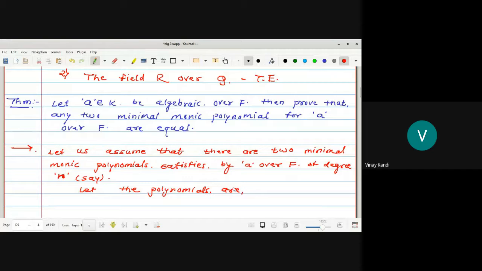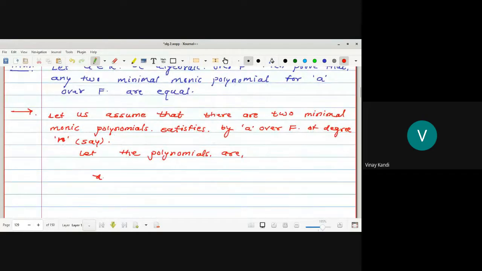x raised to n plus alpha 1 x raised to n minus 1 plus alpha 2 x raised to n minus 2 plus up to so on alpha n. Okay, x raised to n minus n is 0, so x raised to 0 is 1. And the second polynomial, x raised to n plus beta 1 x raised to n minus 1 plus beta 2 x raised to n minus 2 plus up to so on beta n. Okay, so these are the two polynomials which are satisfied by a.